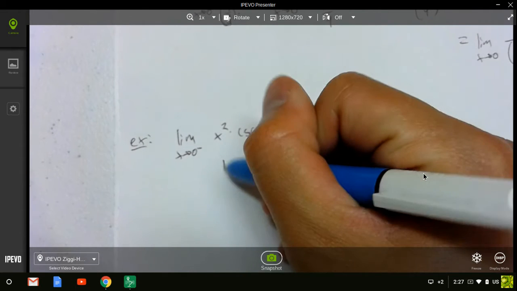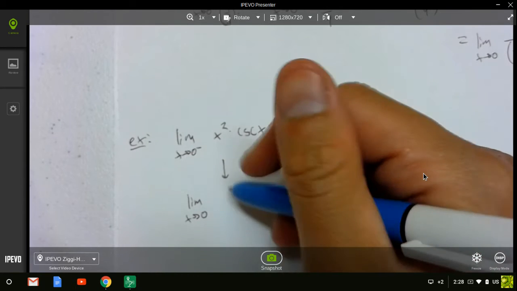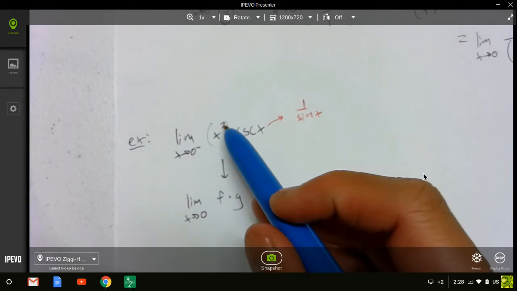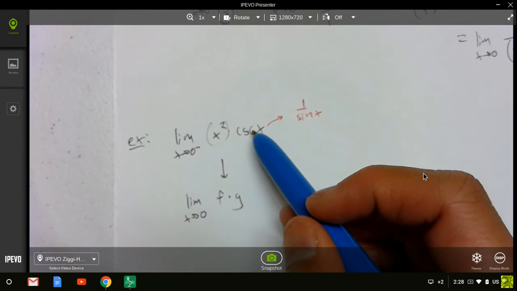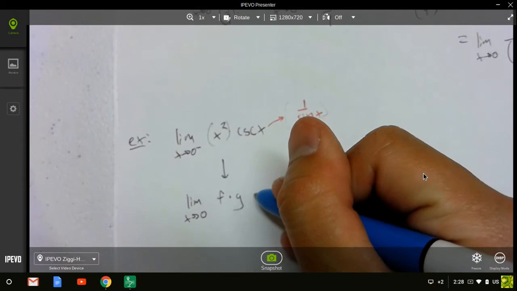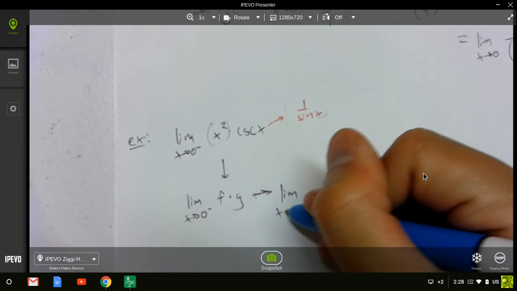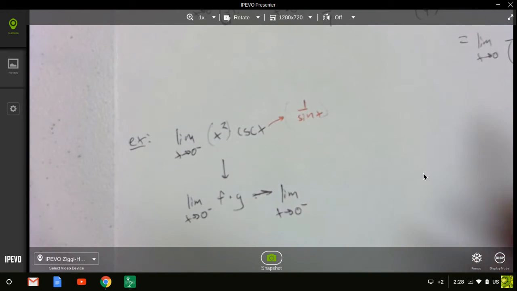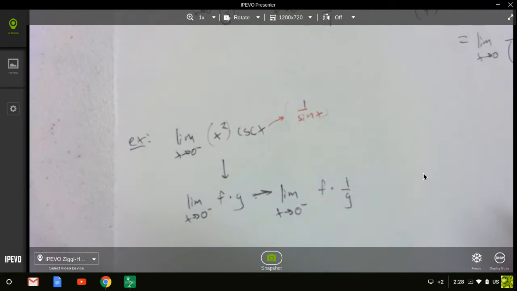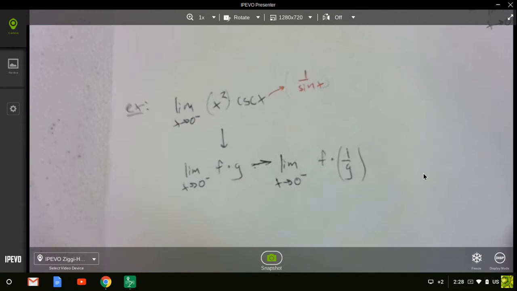So what you're going to end up having is this. You're going to have the limit. Remember, you want to identify your f and g. So maybe I can use x squared as my f. And then for g, I'm not going to use cosecant x. I rewrote it as 1 over sine x. This is going to be my g. And if I rewrite that now, as x approaches 0 from the negative side, you're taking the limit of f times 1 over g. Or you can do it the other way around, whatever works for you. It could be g times 1 over f.